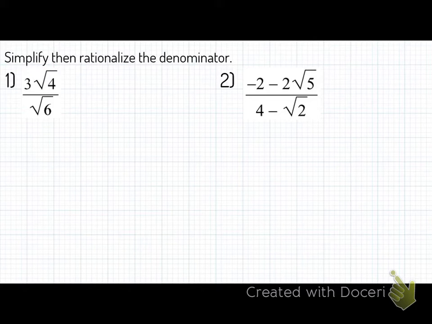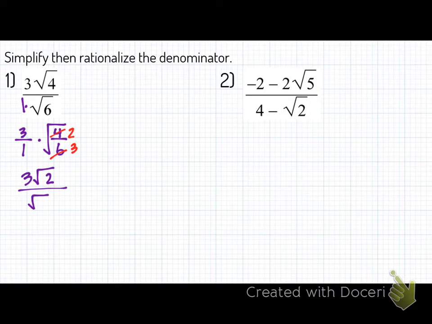The simplify part you should already be good at. On number one, you've got 3 rad 4 over rad 6. Just like before, we're going to take this first term, and the denominator has a coefficient of 1, so we're going to rewrite this as 3 over 1 times rad 4 over rad 6. Then I'm going to simplify, right? 4 over 6 becomes 2 over 3. I can't do anything else with that, so I'm just going to rewrite this as 3 rad 2 over 1 times rad 3, which is rad 3, right? Now, this is where the rationalizing part comes.